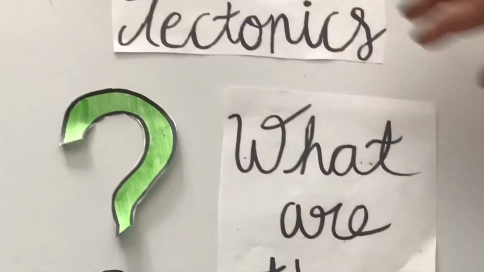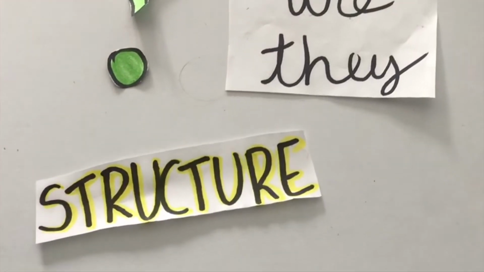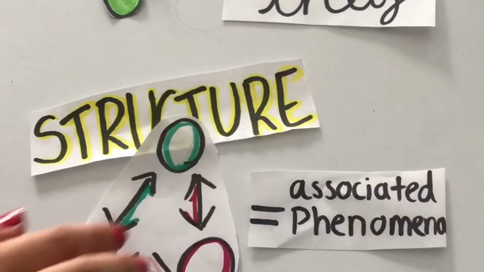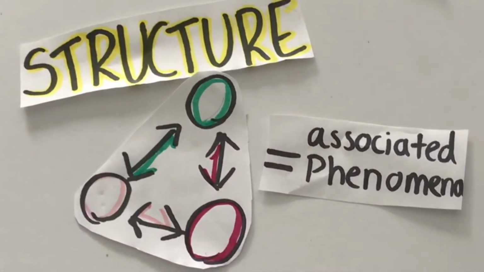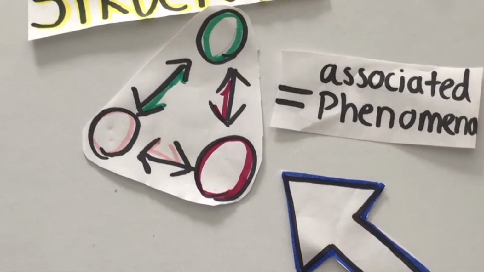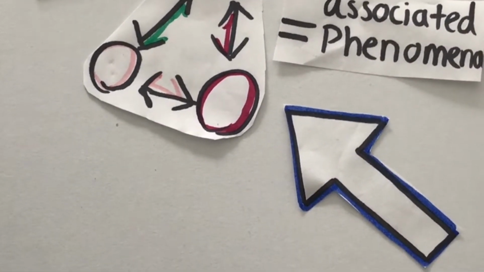Plate tectonics. What are they? They are a theory explaining the structure of the Earth's crust and associated phenomena as resulting from the interaction of rigid lithospheric plates, which move slowly over the underlying mantle.